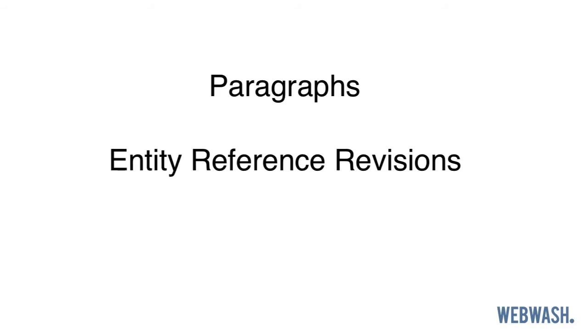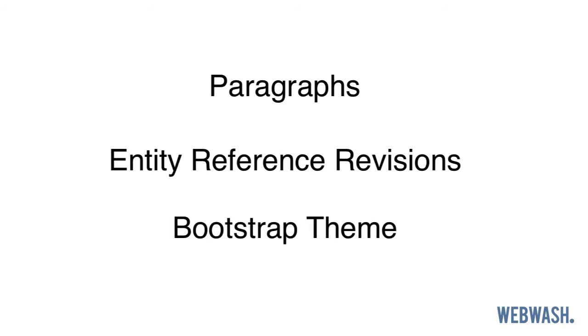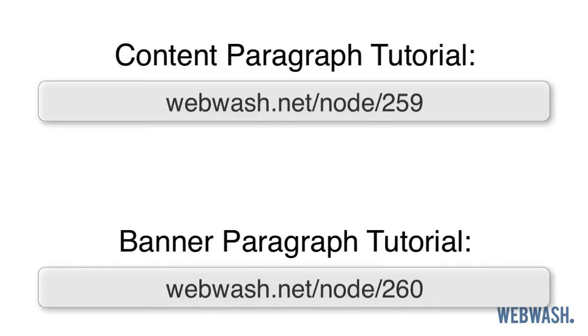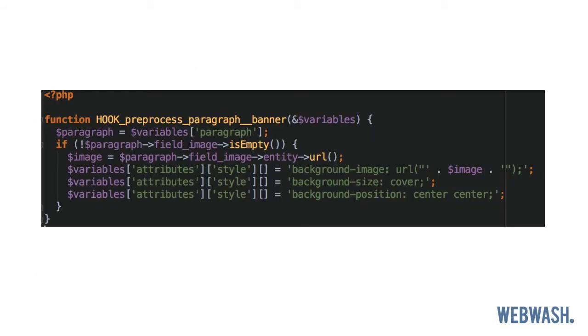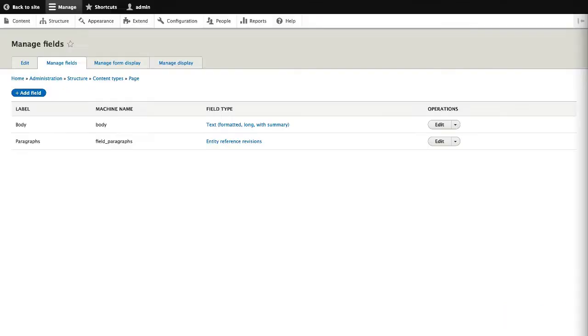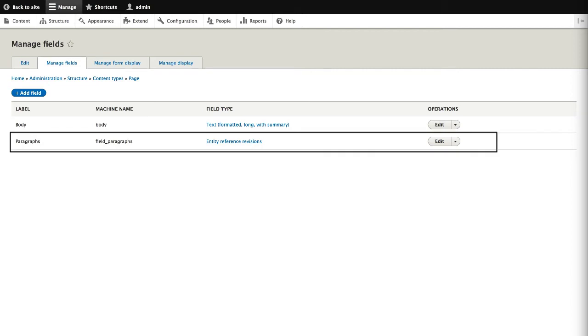So before we can begin, go download paragraphs, entity reference revisions, and the Bootstrap theme. To streamline this video, we'll use the content and banner paragraph type, which we created in the last two tutorials. So if you want to follow along, stop this video and create them now. Also, don't forget the pre-process hook for the banner paragraph. If this isn't implemented, then the image background won't appear. And I've also added a paragraph field to the basic page. So if you're following along, make sure you do that.